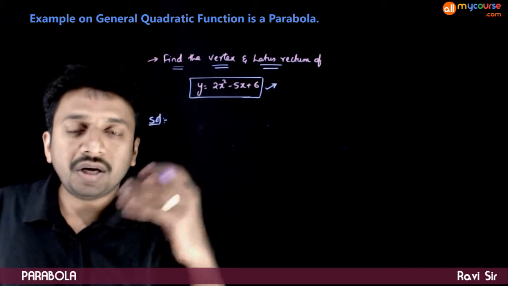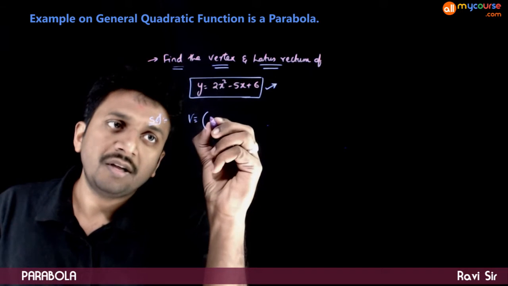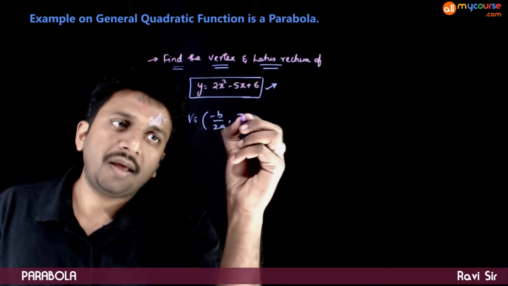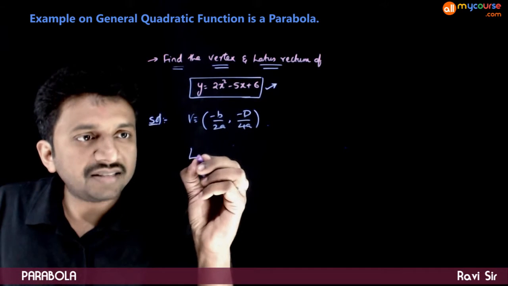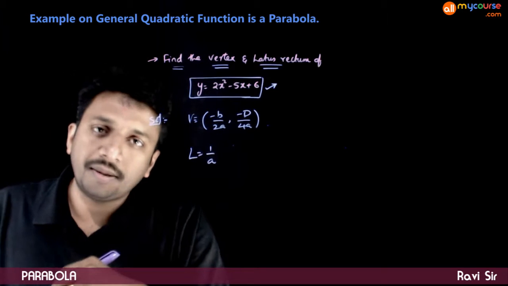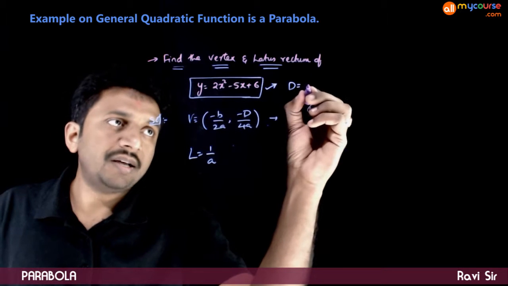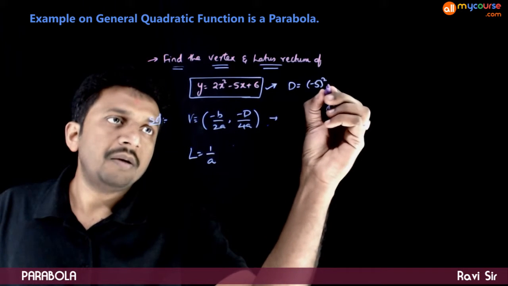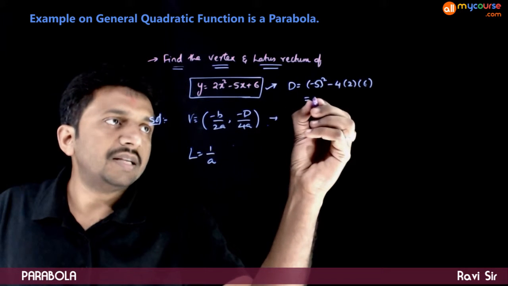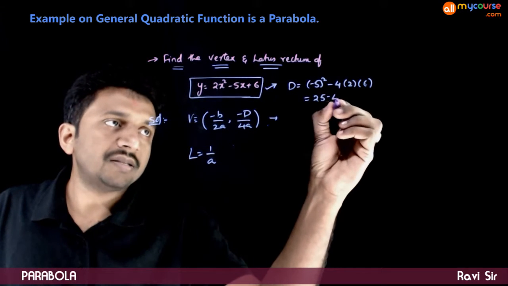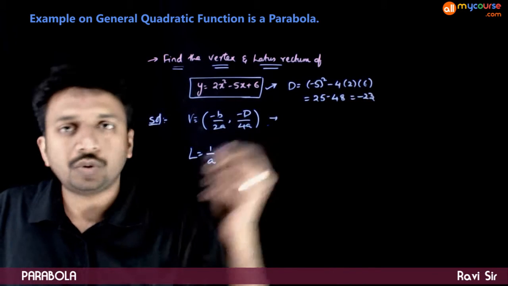So each time you don't need to do the derivation. We have already derived the vertex to be minus b by 2a and minus d by 4a, and the latus rectum is 1 by a. So what is the discriminant of this quadratic? B square minus 4 times 2 times 6, that is equal to 25 minus 48, that is equal to minus 23.